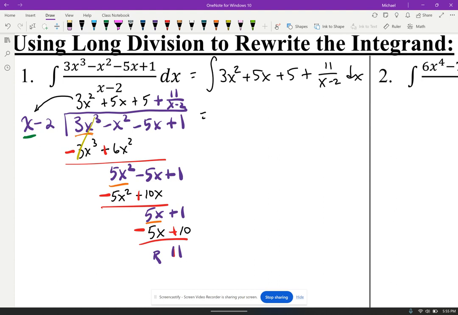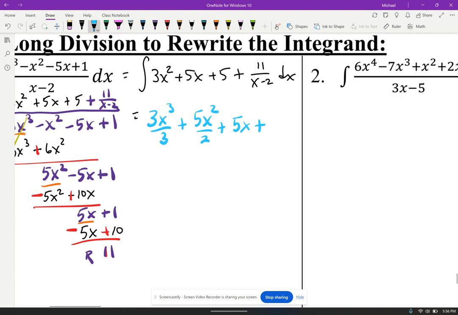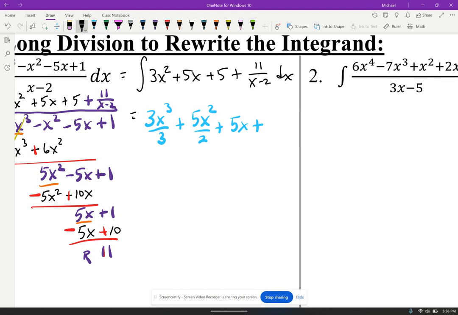You know what? Let me change the color so that we can see that now I'm working with the antiderivative. Add 1 to the exponent, divide by the new exponent, plus 5x, add 1 to the exponent, divide by the new exponent, plus 5x, plus, now here, let's think about what we're looking at. We're taking the antiderivative of 11 over x minus 2 dx, right? That's the last part right here.